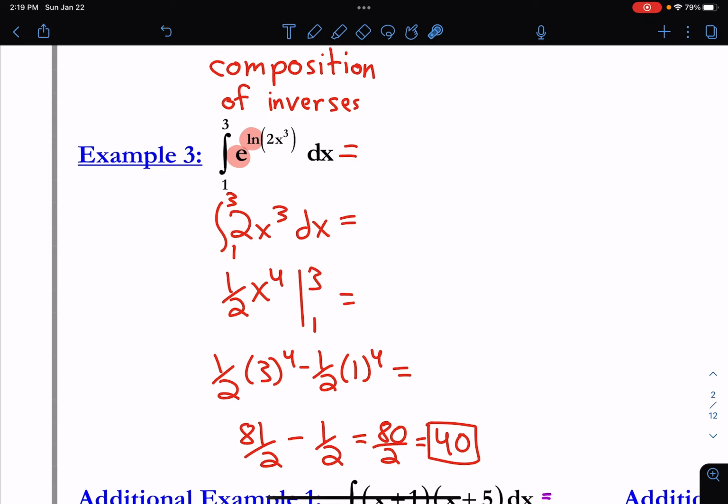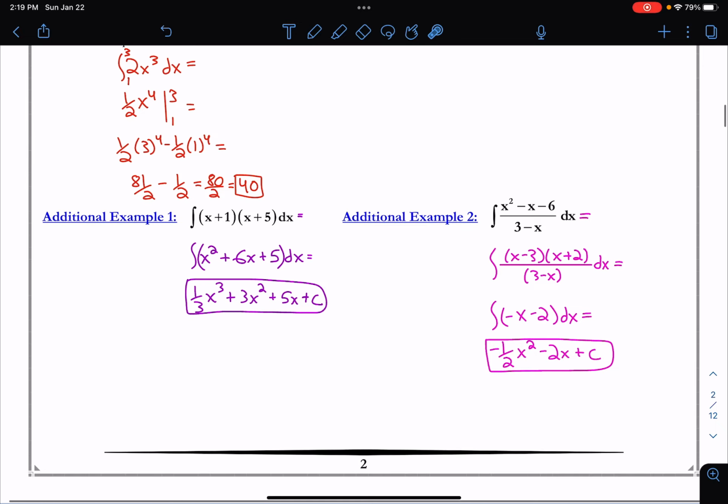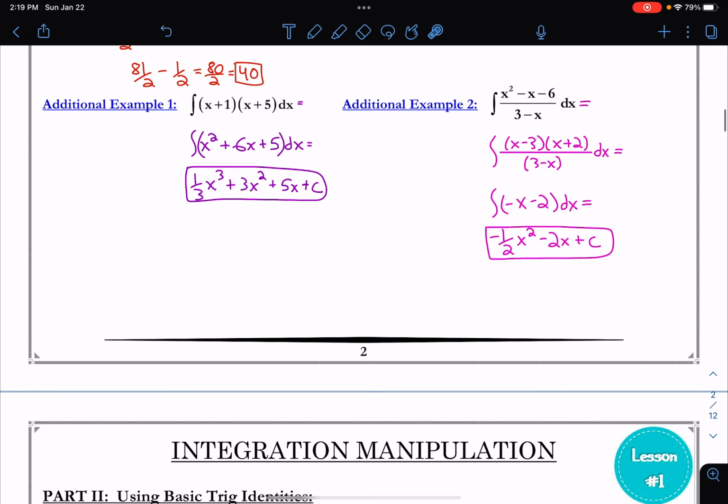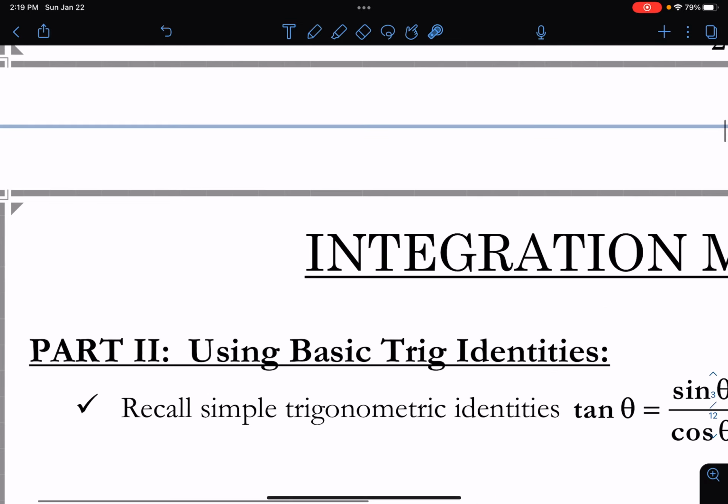Okay, and now we have a couple of additional examples. You can check the key on how to do those. Just some factoring and canceling stuff. All right, the next page, some more manipulation, is using trig identities.